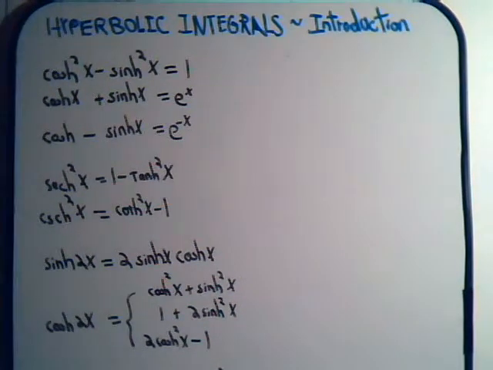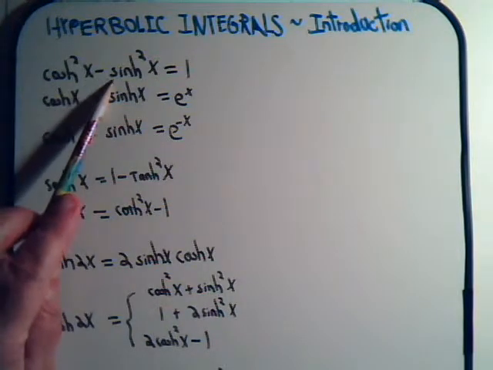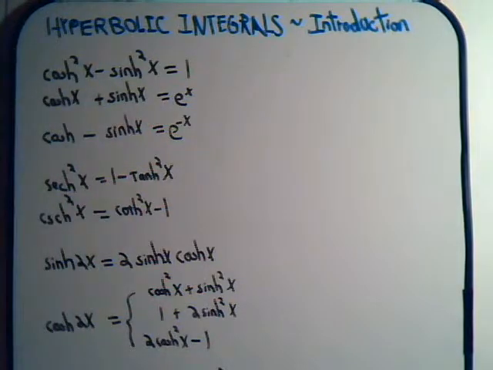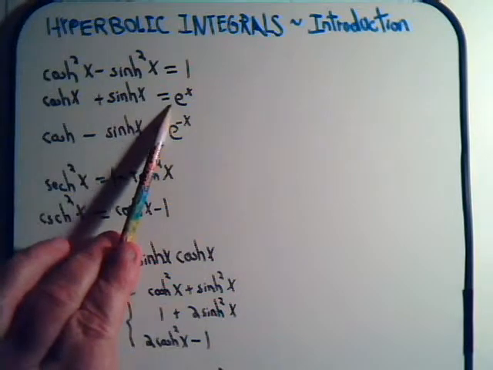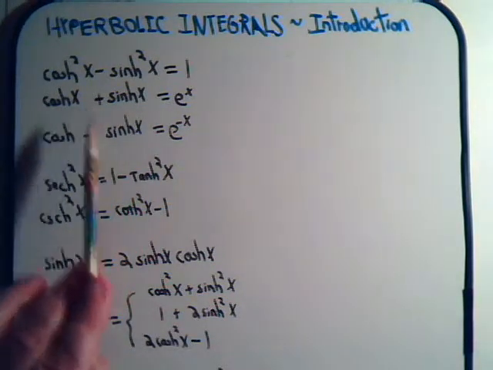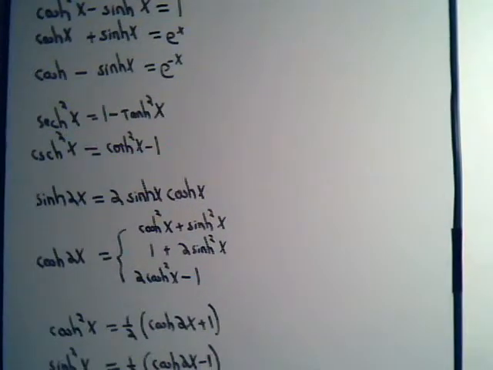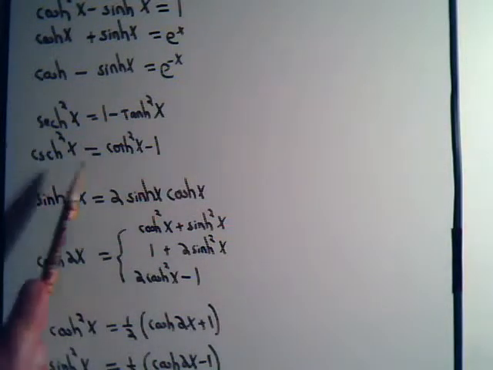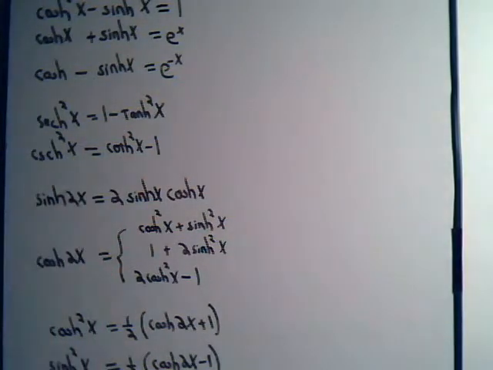And remember our basic definition: the hyperbolic cosine squared minus the hyperbolic sine squared equals 1. And hyperbolic cosine of x plus the hyperbolic sine of x, that's e to the plus x. If I take the difference between these two, it gives me e to the minus x. And the hyperbolic secant squared, that's equal to 1 minus the hyperbolic tangent squared. The hyperbolic cosecant squared, that's equal to the hyperbolic cotangent squared minus 1.